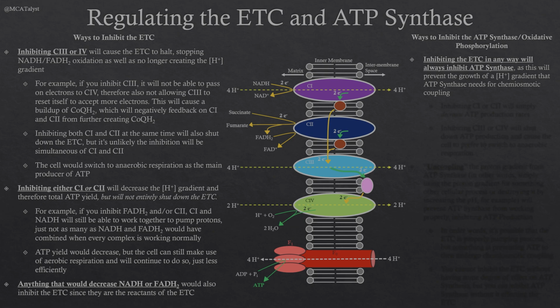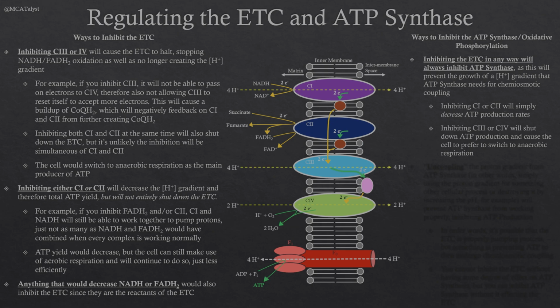So just connecting the ideas that we just talked about, if you inhibit complex 1 or 2, this is going to decrease the ATP production rate because there's less protons being pumped. Or if you entirely shut off the ETC by inhibiting complex 3 or 4, this is going to entirely shut down ATP production. There's not going to be any protons pumped. ATP synthase can't work at all. The cell is going to switch to anaerobic respiration.